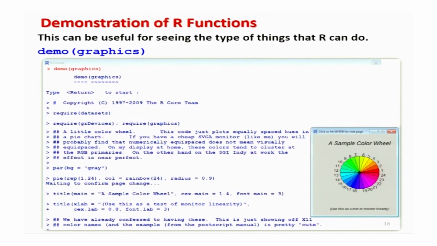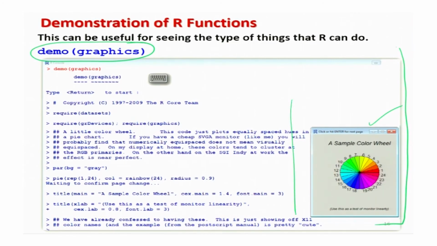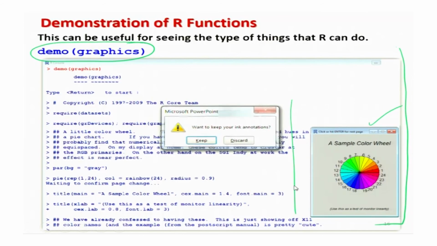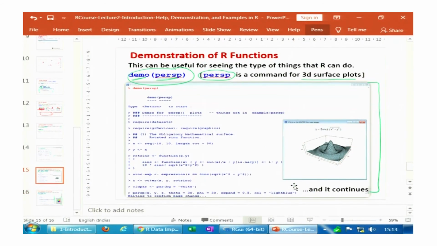And similarly, if you want to see the demonstration of some command, for example graphics, you can simply type demo, and inside the parenthesis GRAPHICS, and then you will get this type of outcome. You will get graphics and all the text, and you simply have to read it and then you can understand how the things are happening.